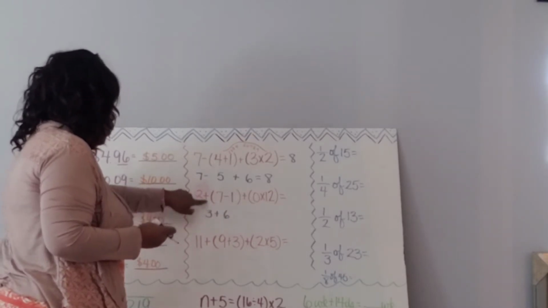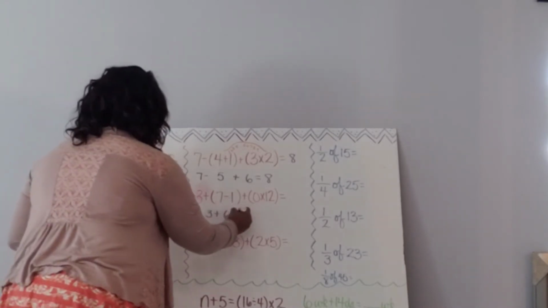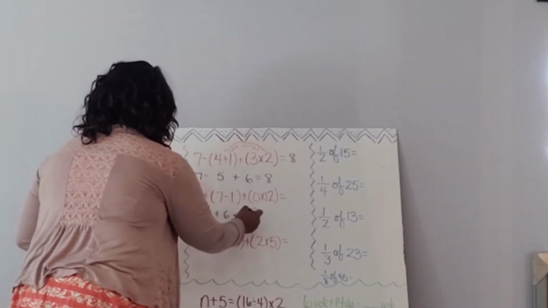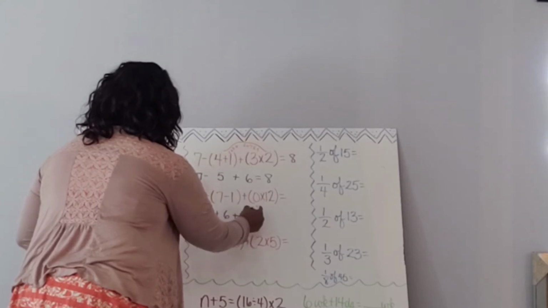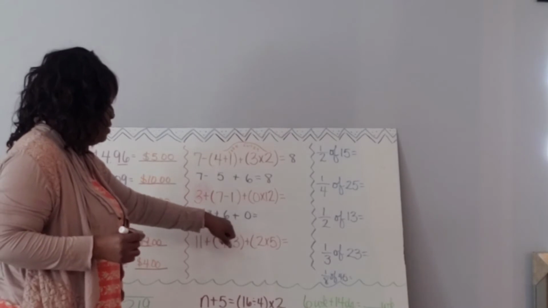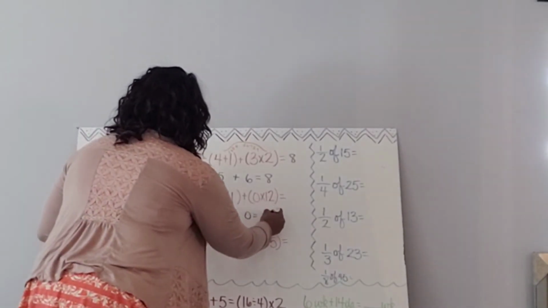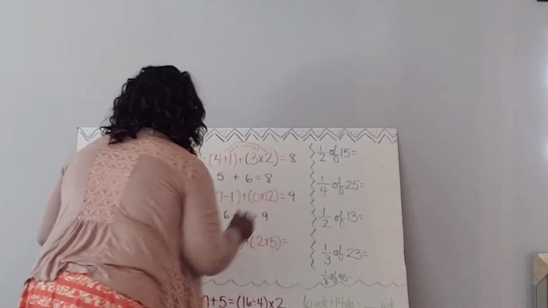So the 3 is first, the plus. Then you have what was in parentheses. Then you bring down the plus, and 0 times 12 equals? Yes. Excellent. And then you simply add 3 plus 6 plus 0 equals. Great job. Yes, good job.